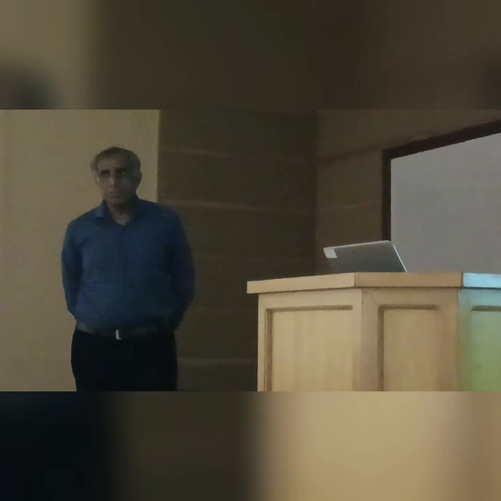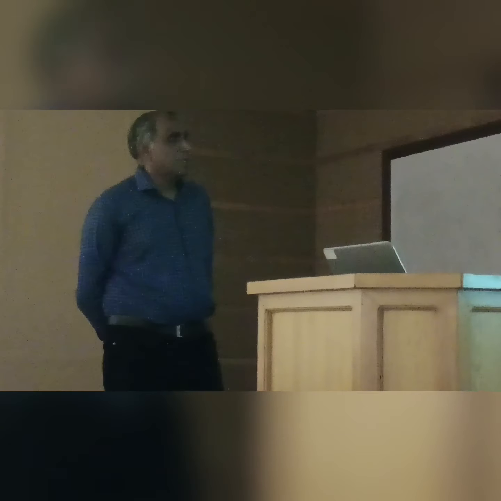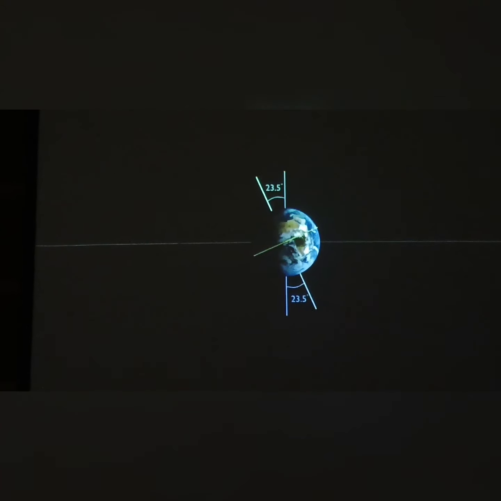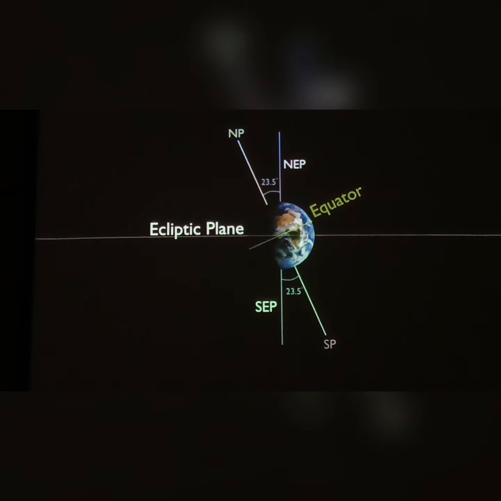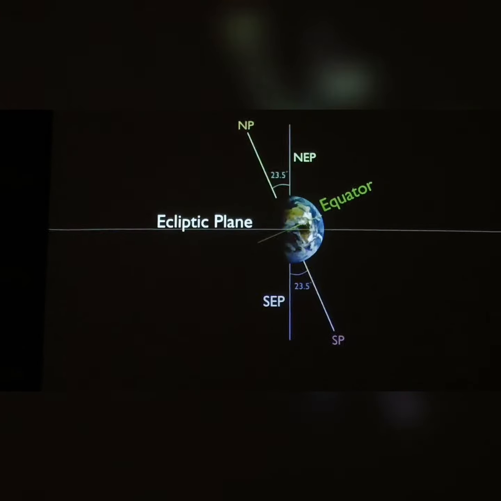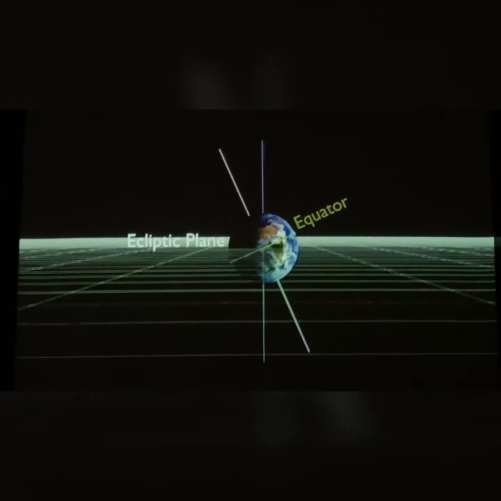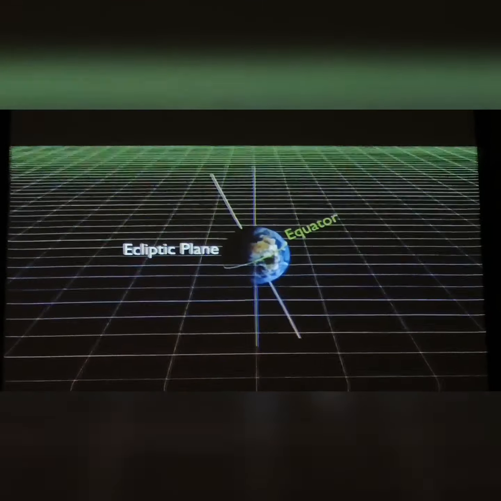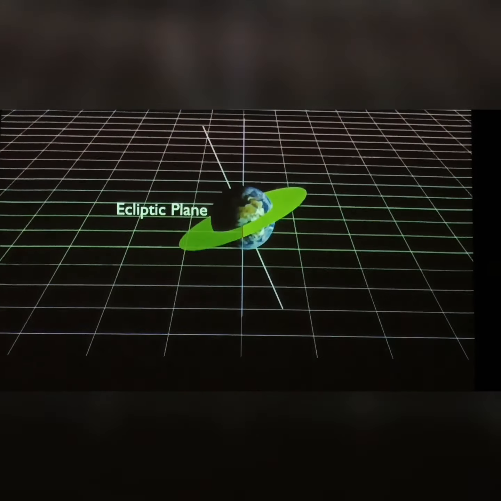So this is the constellation Corona Borealis. I copied this video from the internet about the precession of the Earth, as the Earth rotates, it wobbles.